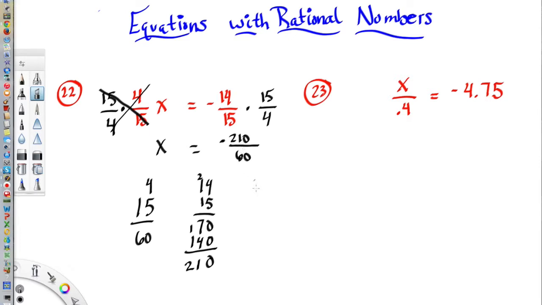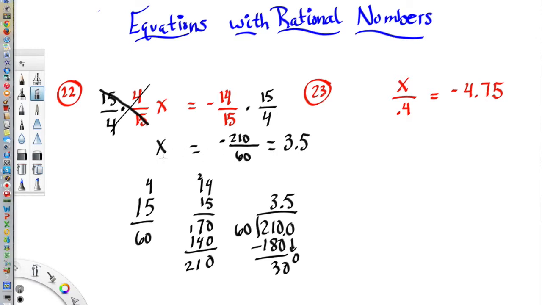Now I can simplify this a little bit. 210 divided by 60. 60 will go into 21 3 times. I'm just going to go into 200 3 times, which is going to be 180. I subtract, and that's going to give me a remainder of 30. If I bring another 0 down, 60 goes into 300 5 times, so it's going to be equal to 3 and 5/10. So x is equal to 3 and 5/10. Oh, negative. That's a negative 3 and 5/10.